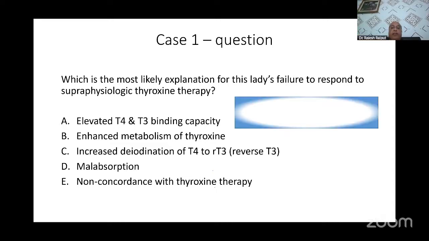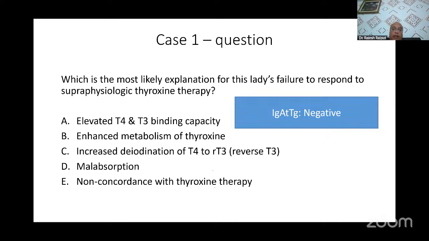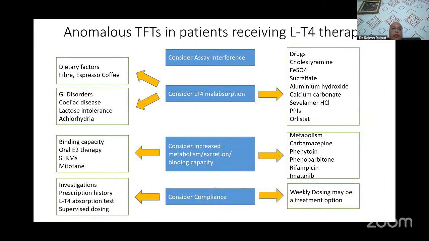So if we see further, in this patient, the first thing which comes to mind is celiac disease, which is quite common in our northern part of the country. But in this patient, IgA TTG is negative, which means celiac disease, which is one of the most common causes for malabsorption, is negative.